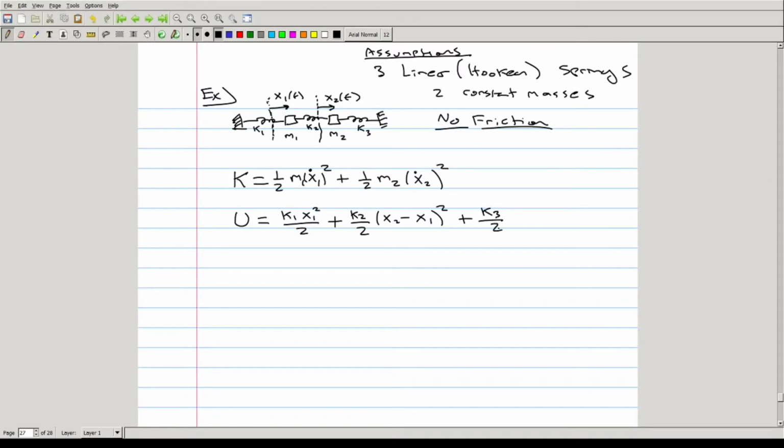And then we also have to lastly add in the potential energy of spring 3, which is K3 over 2 times x2 squared, because x2 is related to the deflection or compression of spring 3 here.